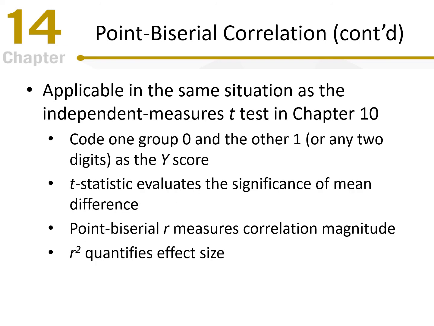Now, one way to code the dichotomous variable is you can code one group 0 and the other group 1. For example, whenever I code male and female, I always code male as 0 and female as 1. And I can look at the relationship between gender and performance in my class, grades.